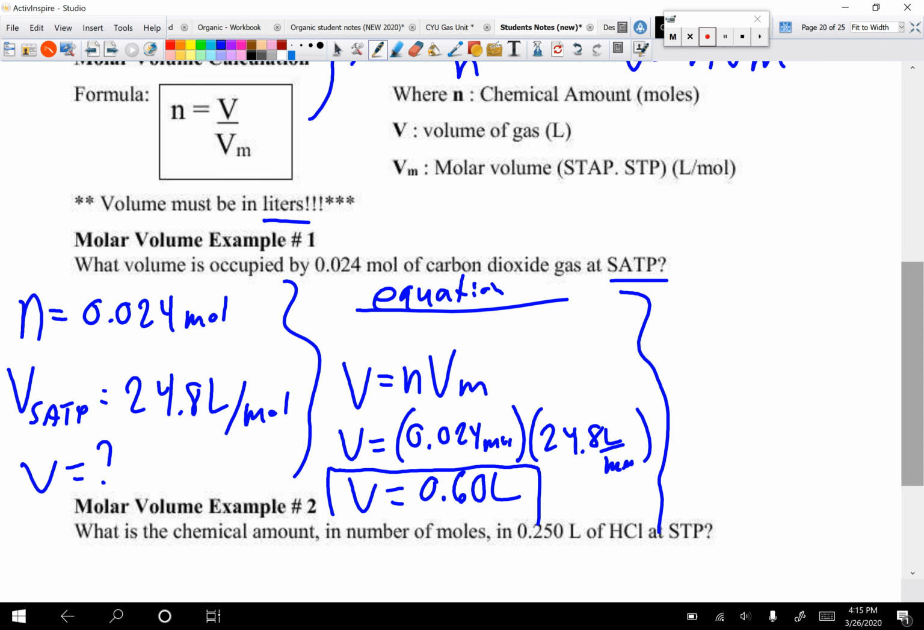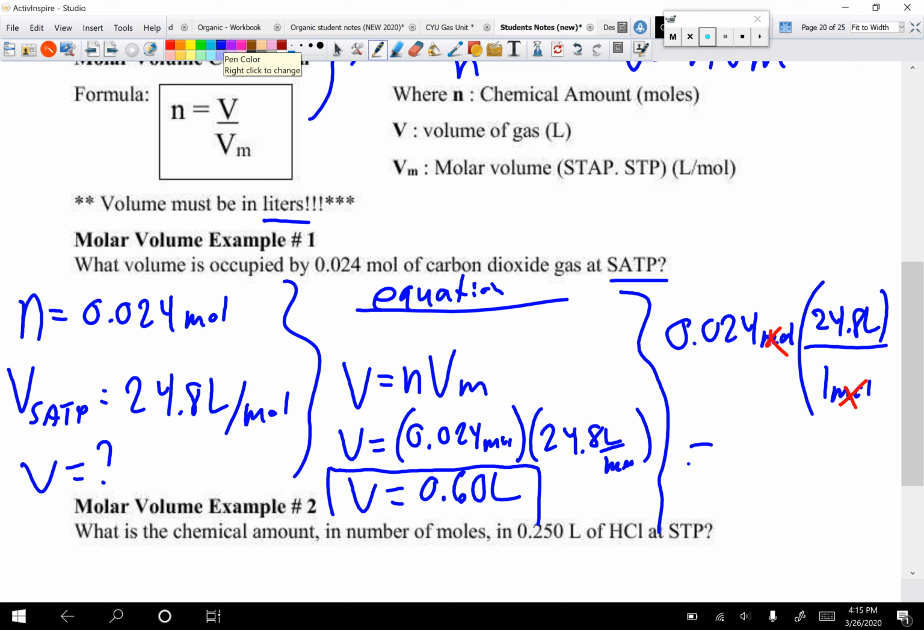Or we can use dimensional analysis where we know our molar volume has two different units right now. We can use that as a conversion factor. So if you just start off with 0.024 moles, our conversion factor, well, we want to cancel out moles. So in every 1 mole, there's 24.8 liters. And this way right here, our unit for moles will cancel out. And we are left with 0.60 liters.